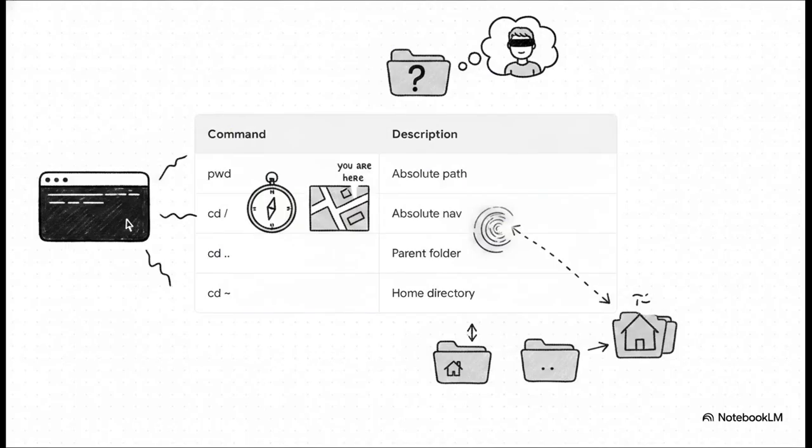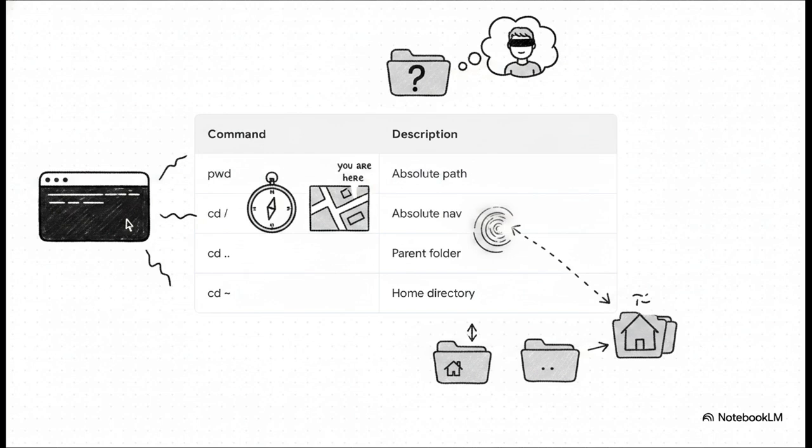So picture this. You drop into a command line and nothing. You have zero visual cues. There are no folders to look at. You are totally flying blind. So how do you even move around? You use a command like pwd, which stands for print working directory.